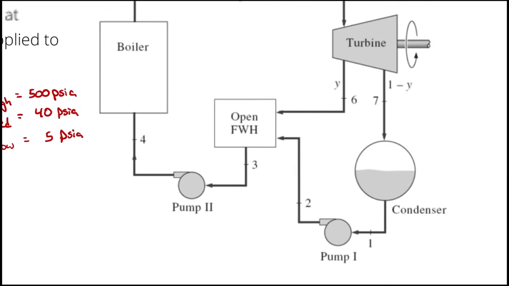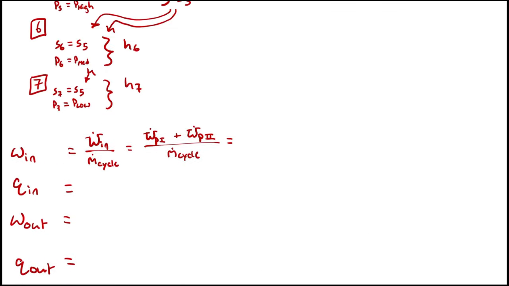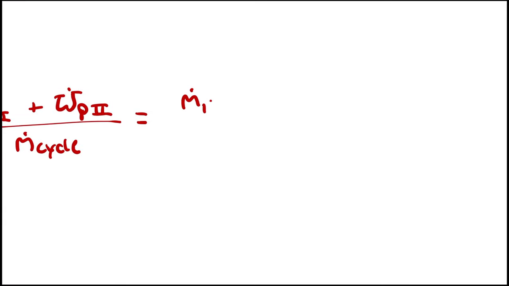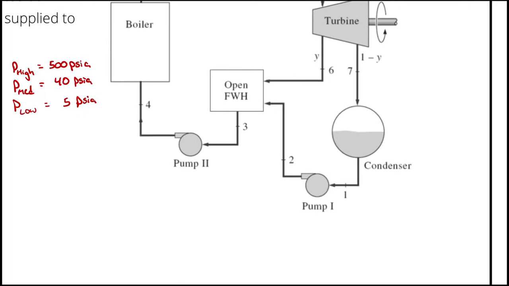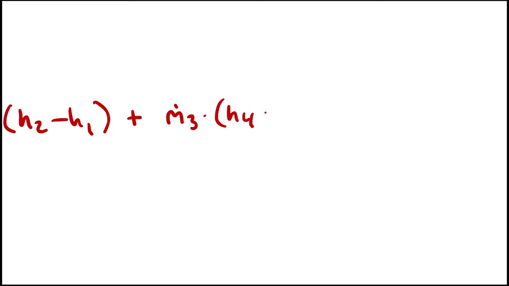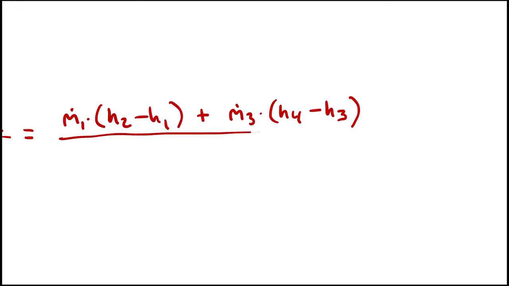And then we recognize that our power input to both pumps is just going to be mass flow rate times change in enthalpy. So I could describe the power input to pump 1 as m dot 1 or 2 times the quantity H2 minus H1. And then the power input to pump 2 would be m dot 3 or m dot 4 times the quantity H4 minus H3. Then we are dividing this entire thing by m dot cycle.